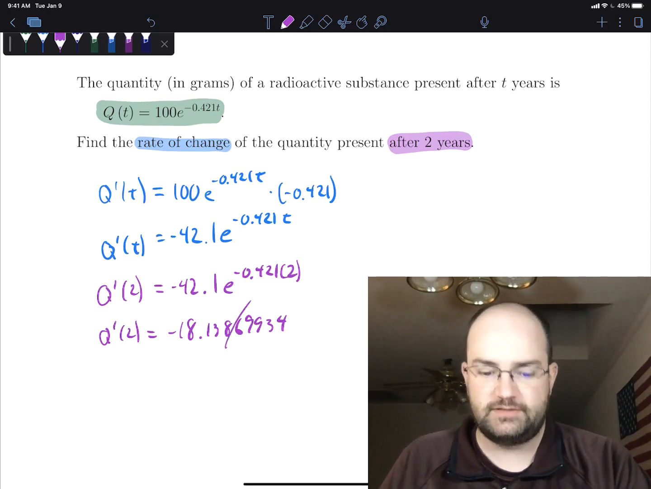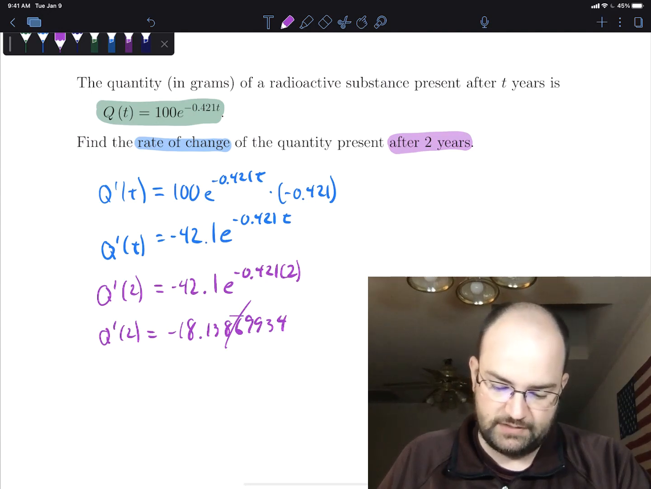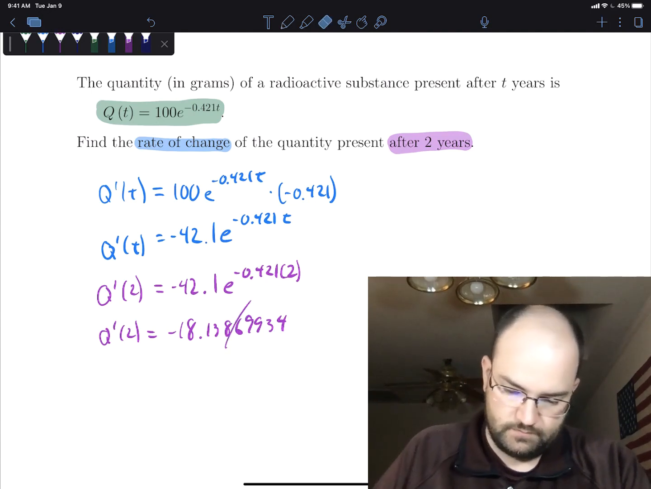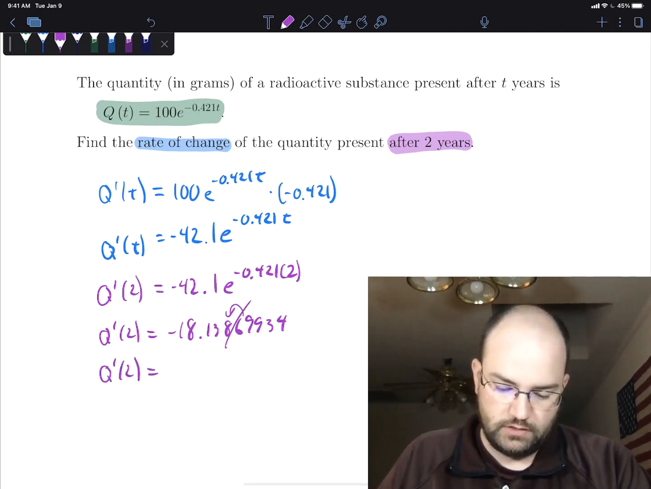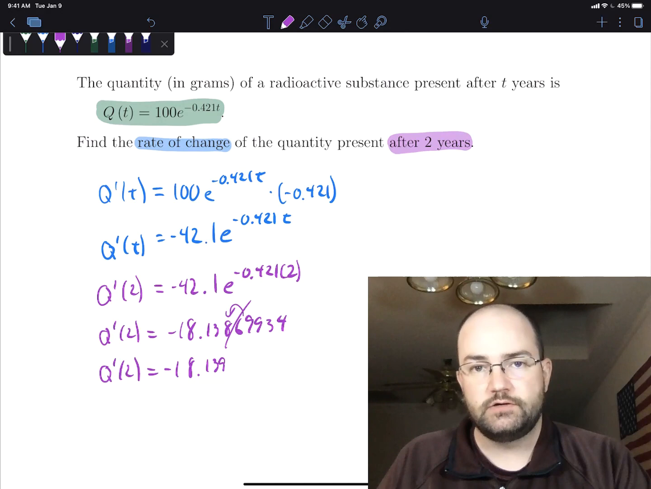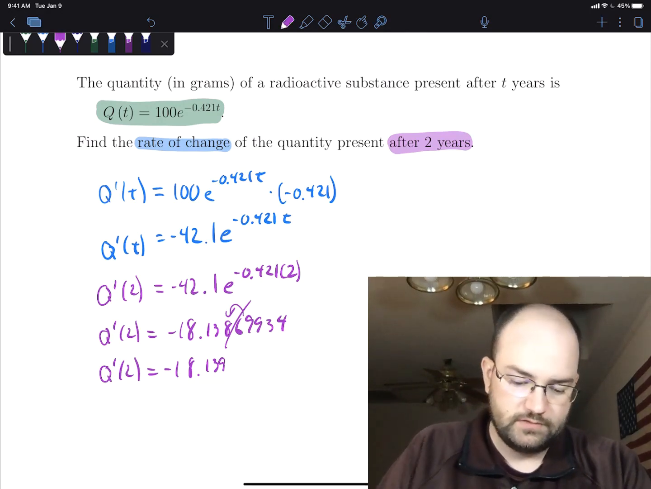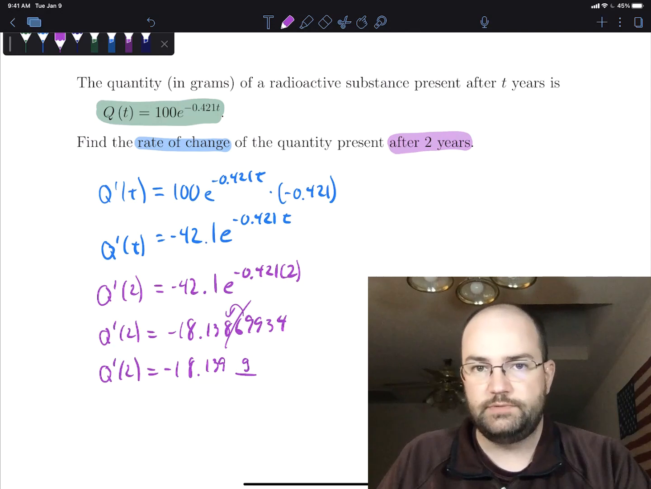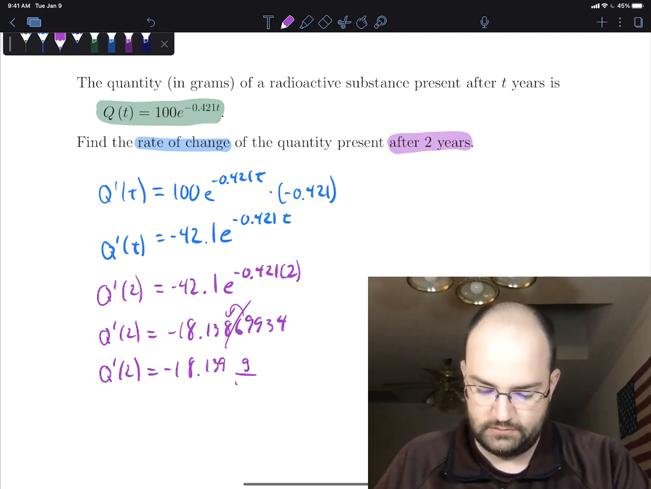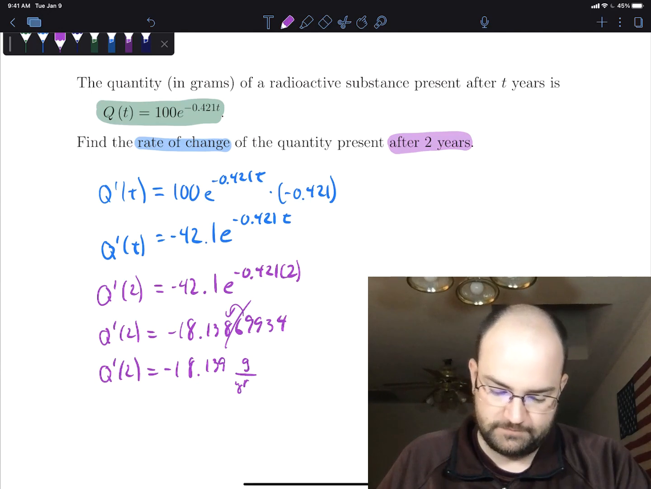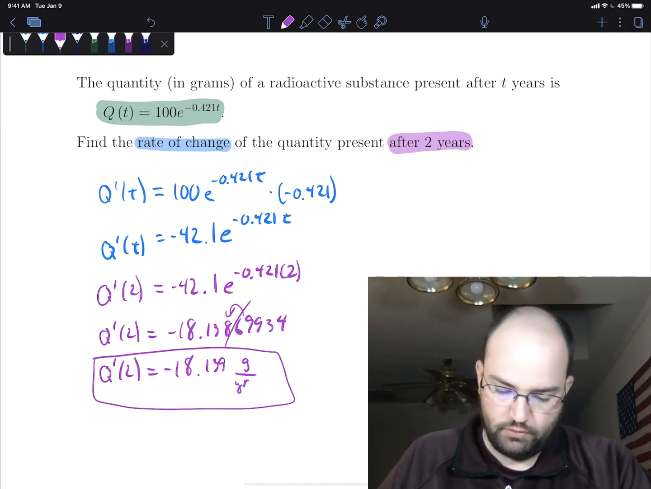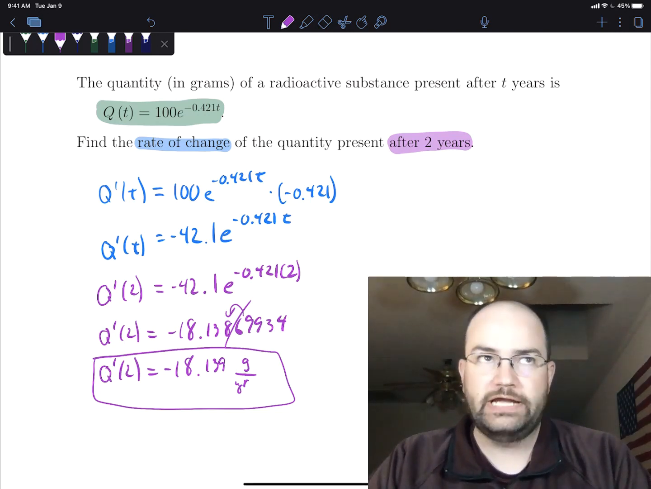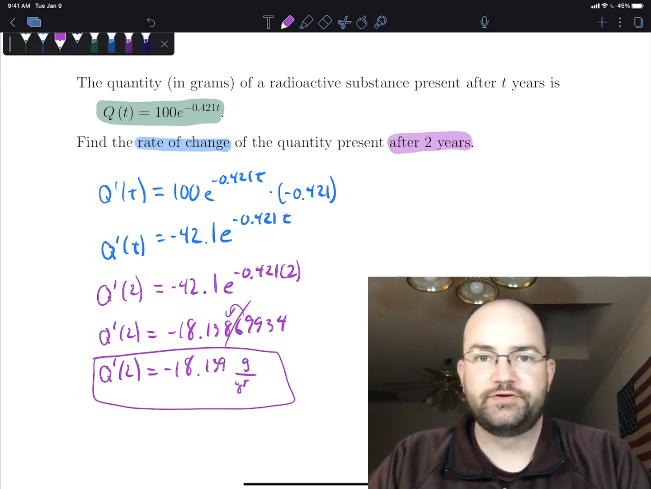And since we're working with grams and I probably want to round to milligrams, break it off after 3 decimal places, which is the thousandths place. This is 6, which means that needs to round up to a 9 there, which means Q prime of 2 here will be negative 18.139. And for the units here, Q is in grams, so it'd be grams per, and then the independent variable is T, which is in years. Grams per year, basically. So it'd be negative 18.139 grams per year, or 18,139 milligrams per year, if you will.